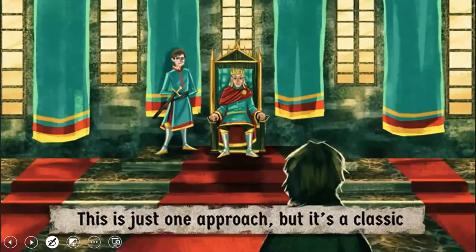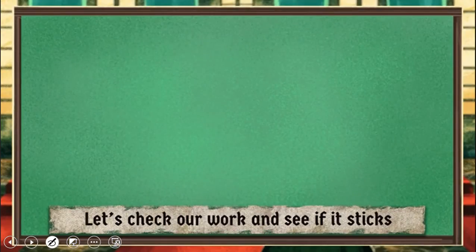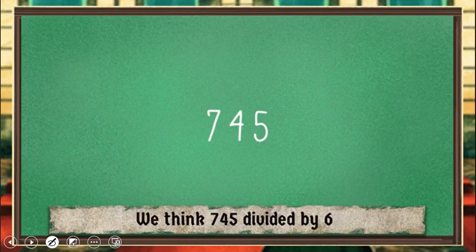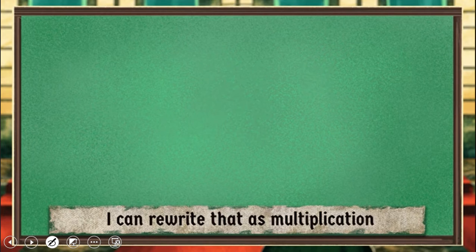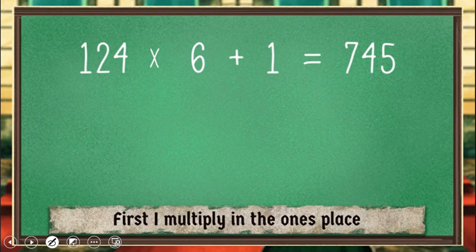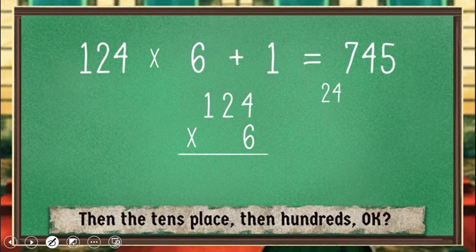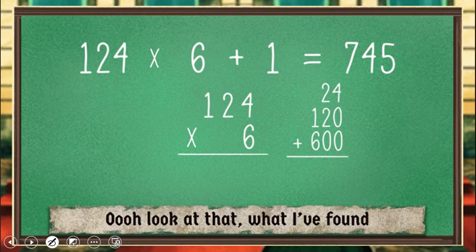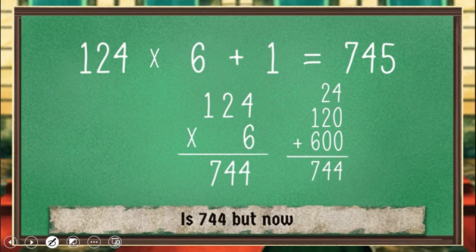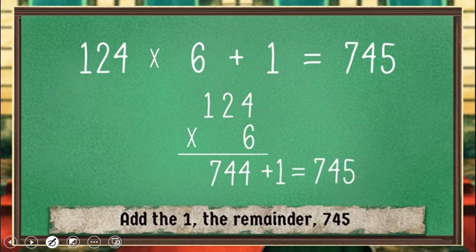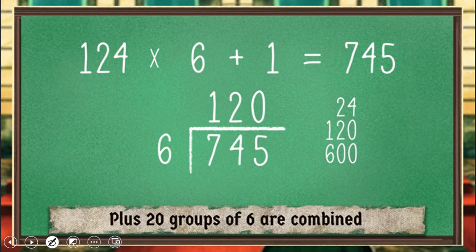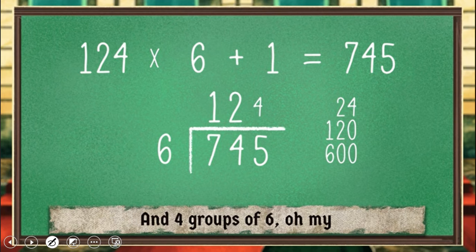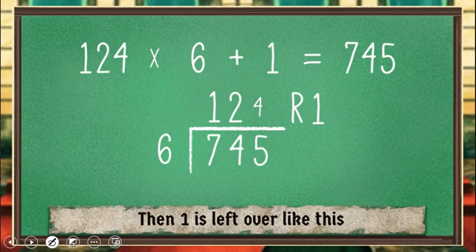This is just one approach, but it's a classic. Let's check our work and see if it sticks. We think 745 divided by 6 equals 124, remainder 1. I could rewrite that as multiplication. First I multiply in the ones place, then the tens place, then hundreds. What I found is 744. But now add the 1, the remainder, 745. That means 100 groups of 6 fit inside, plus 20 groups of 6, and 4 groups of 6. Then 1 is left over.